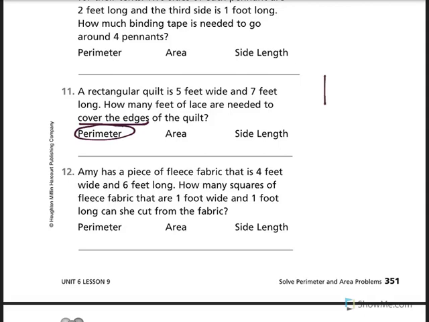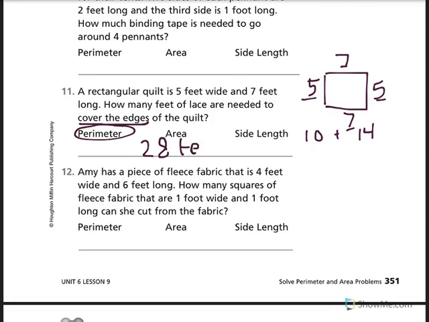So, rectangular quilt, 7 feet, 5 feet, 7, 5. 5 plus 5 is 10. And then 7 plus 7 is 14. 14 plus 10 is 24. 24, whoops, feet of lace. Great job. All right, number 12.